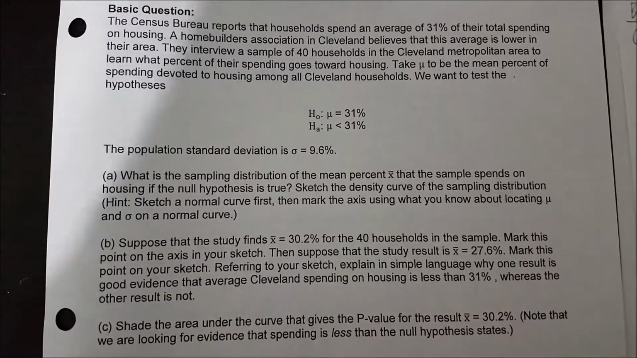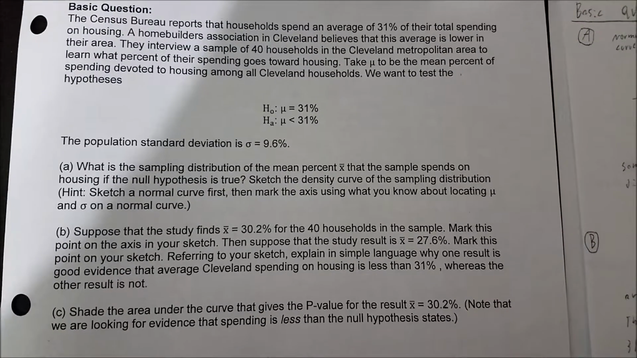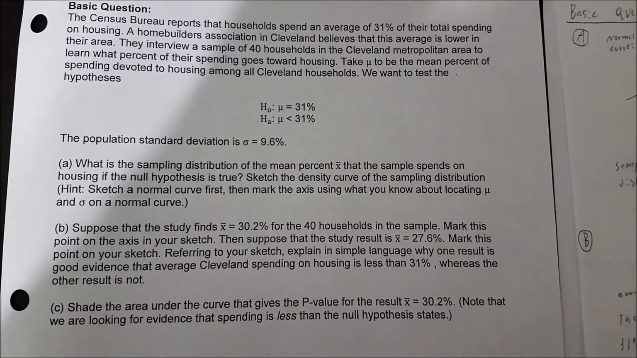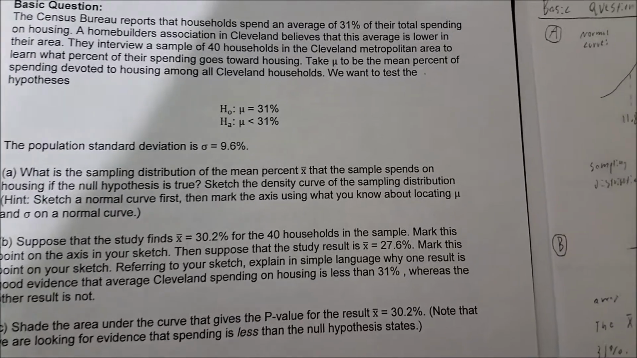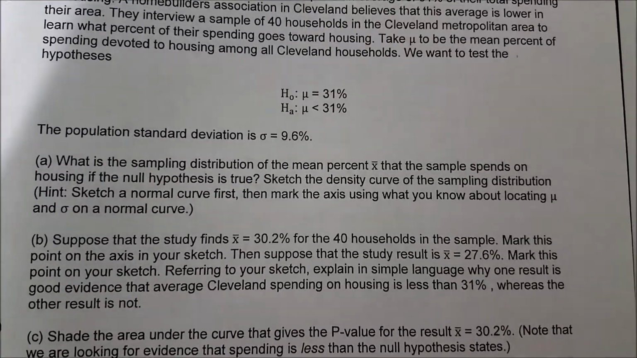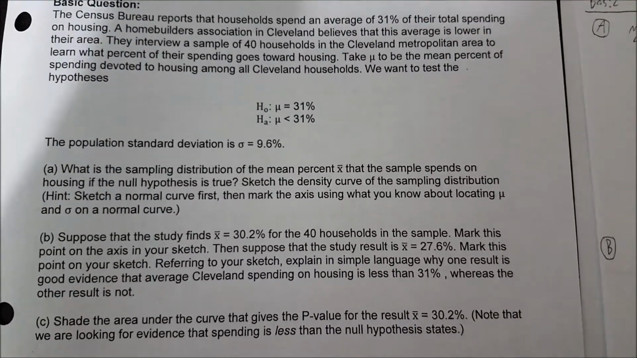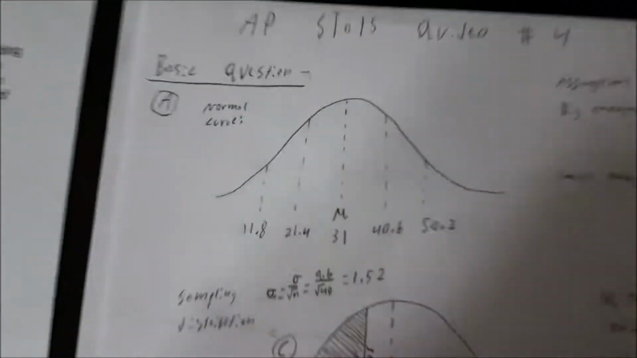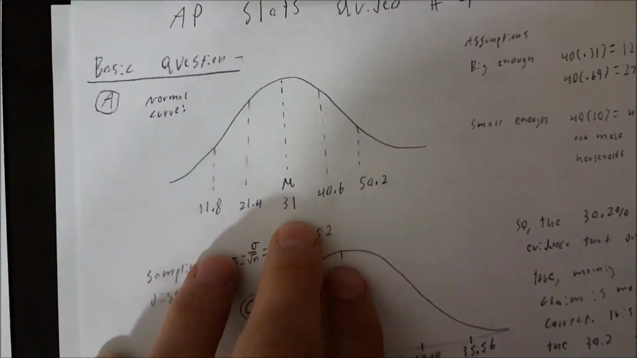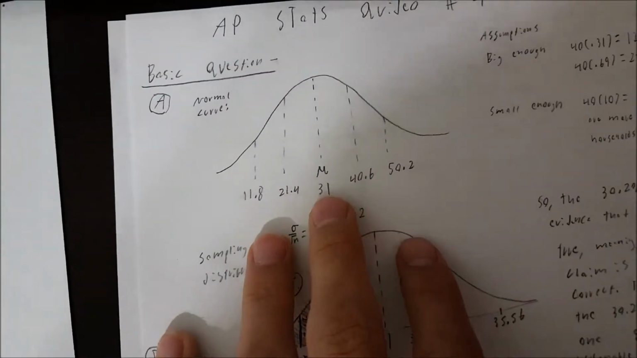So question A: what is the sampling distribution of the mean percent, X bar, that the sample spends on housing if the null hypothesis is true? And it tells us to sketch the density curve of the sampling distribution. It says sketch a normal curve first, then mark the axis using what you know about locating standard deviations on a normal curve. Alright, if you come over here, I've drawn a normal curve first with our mu in the middle of 31%, and then just adding the 9.6% for the standard deviations on either side.